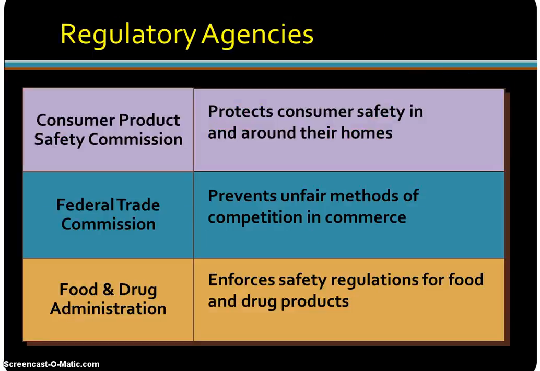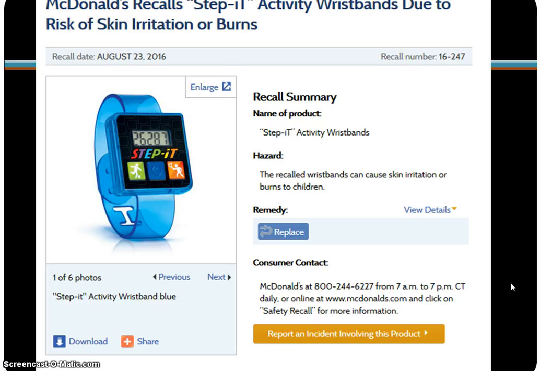Related to the political and legal environment are three very important regulatory agencies, which are quasi-governmental agencies. The CPSC, the Consumer Product Safety Commission, is mostly responsible for all the product recalls that you hear about. The FTC has to do with competition, and the Food and Drug Administration pretty much controls everything that has to do with food products meant for human consumption. Here's a great example of the CPSC doing a recall just a few days ago with the McDonald's step-it activity wristbands that were causing skin irritation.